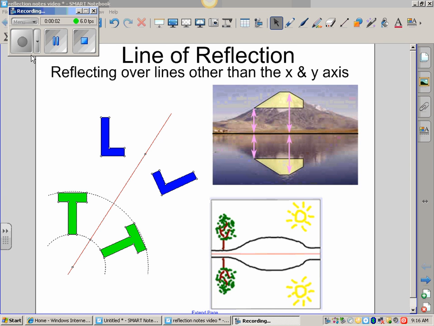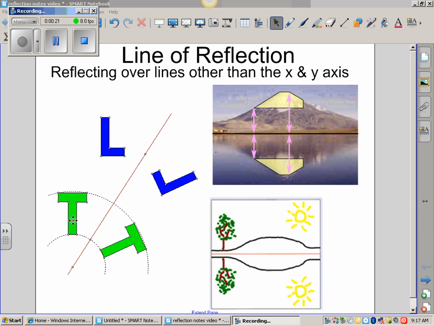Yesterday we talked about how to conduct a line reflection and the rules of reflecting over the x and the y axis. Today we're going to look at how to reflect over lines that are not the x and y axis. Things like the line y equals x, which resembles this diagonal line right here. As you can see, it's still a reflection.